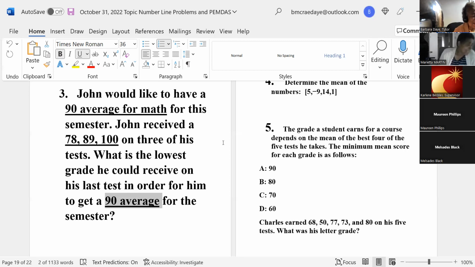Okay. Yeah. So find the fourth score John needs to make to get a 90 average. Okay. 1, 2, 3. Okay. And then.